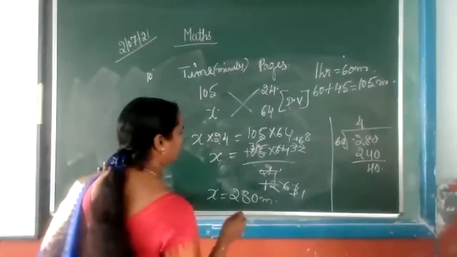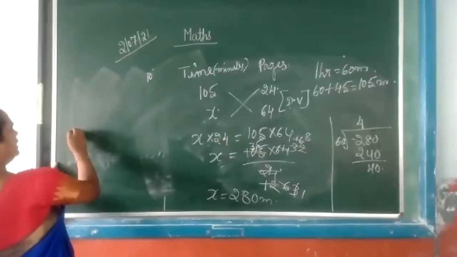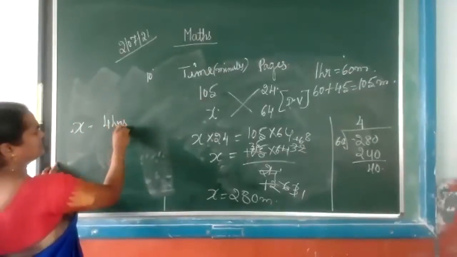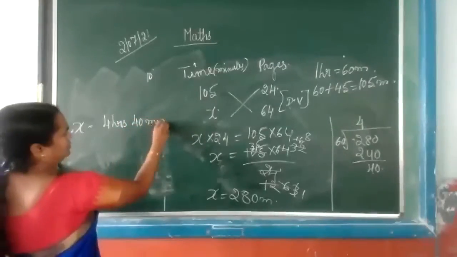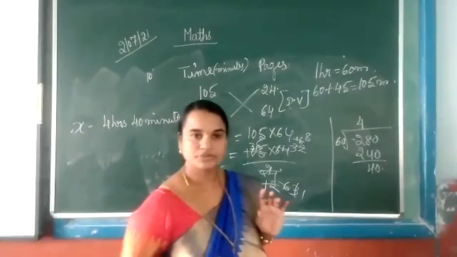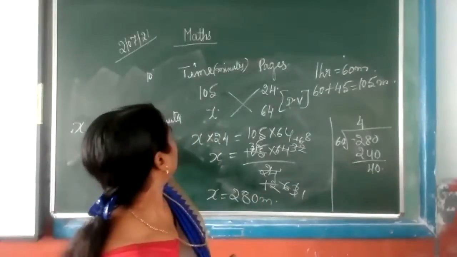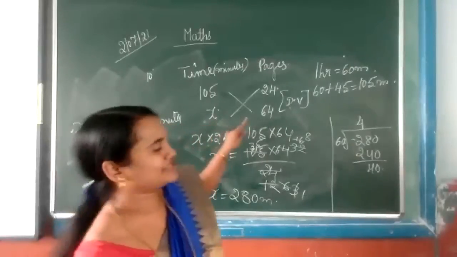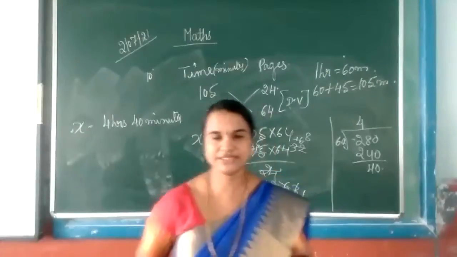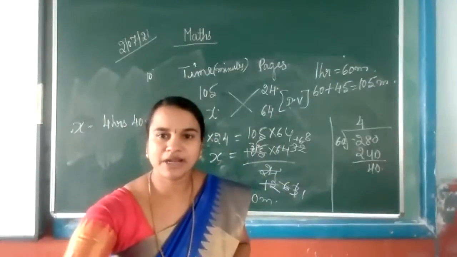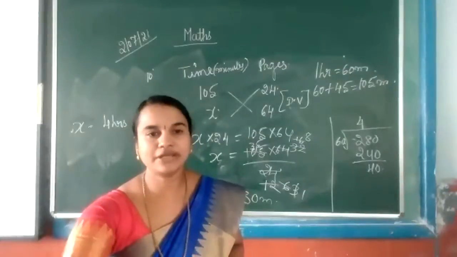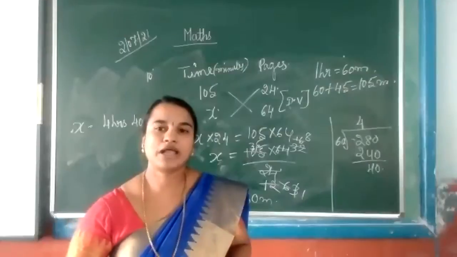Okay. Therefore, answer x is equal to 4 hours 40 minutes. Clear? Any doubt? Then the final statement: it will take 4 hours 40 minutes to compose 64 pages. Okay? The final statement we have to write. Is there any doubt, Pranav? No. Then lower your hand. If you don't have any doubt, please put your hands down.